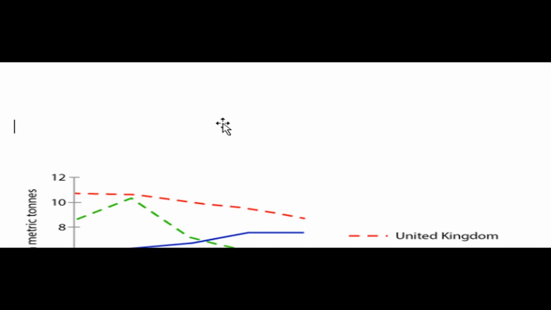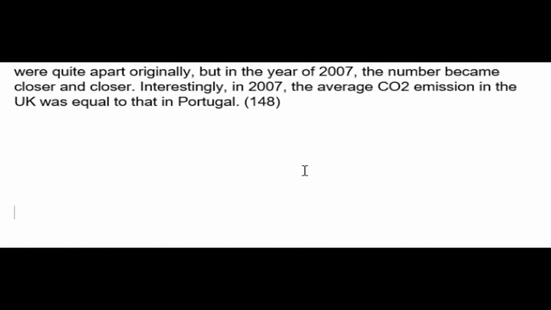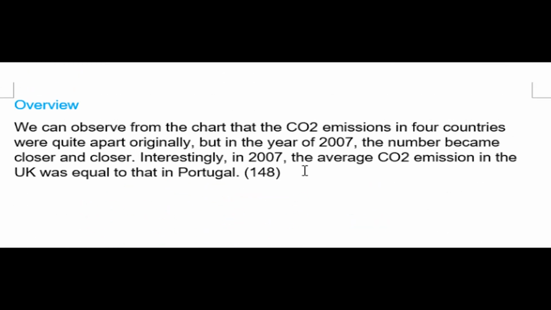In the Portugal, obviously the person misread the chart. This is Sweden. This is Portugal. So they got confused between red and green. I don't know. Maybe the person is colorblind. I'm not sure.